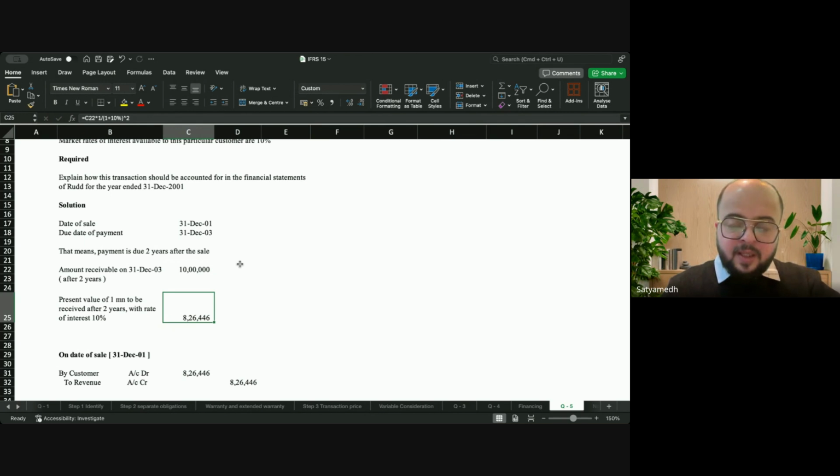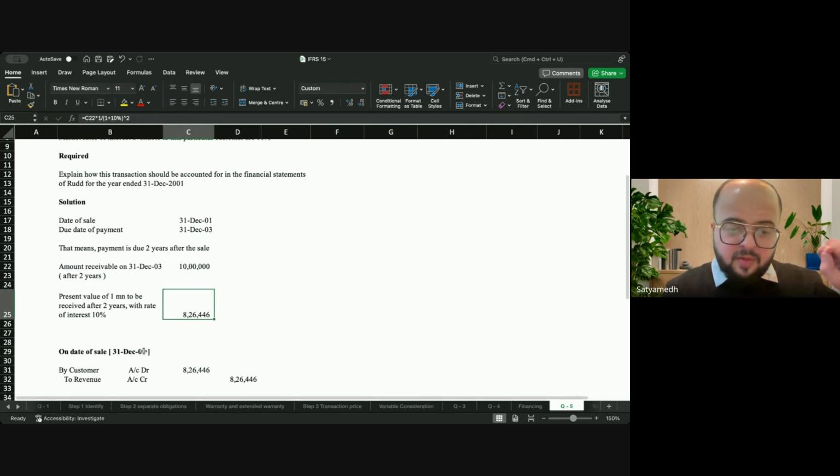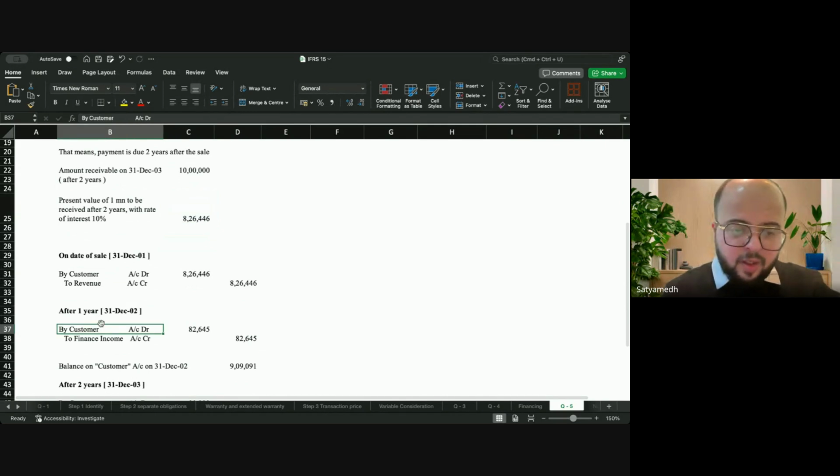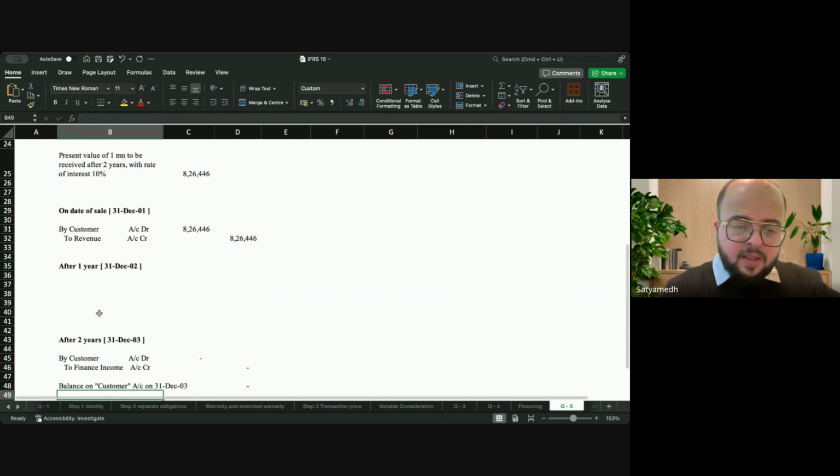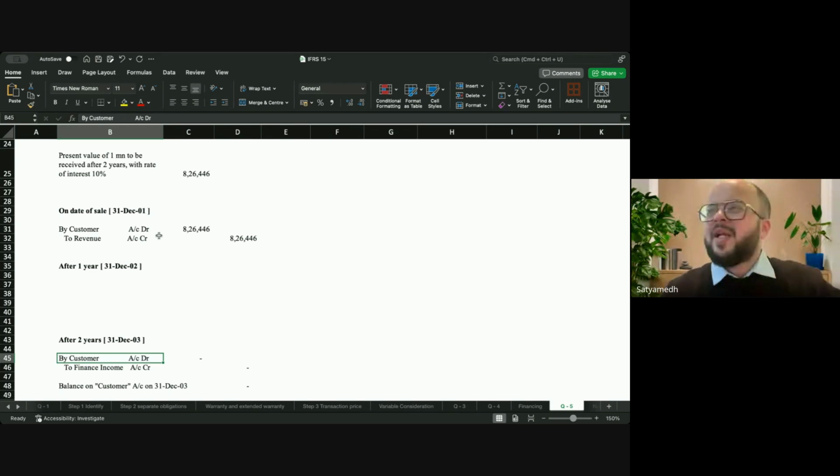826446. Okay, this is the present value. So on 31st of December, what entry will you record? On 31st of December, you will record an entry: customer account debit to revenue account. Usually we do not use the revenue account; we credit the sales account. Now, this money was receivable from the customer.